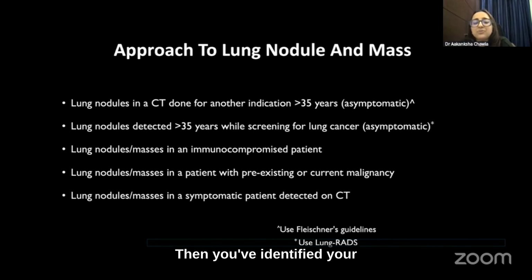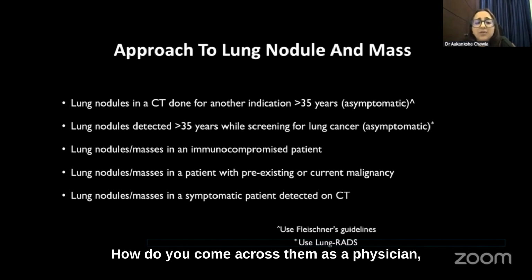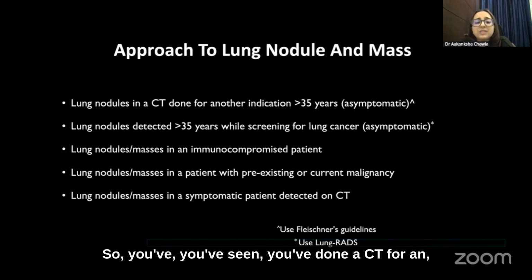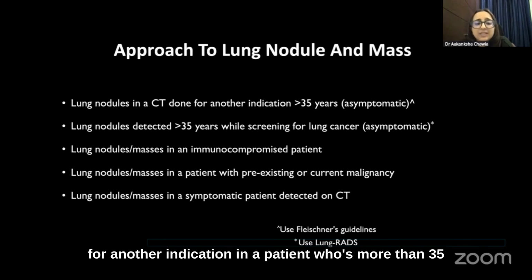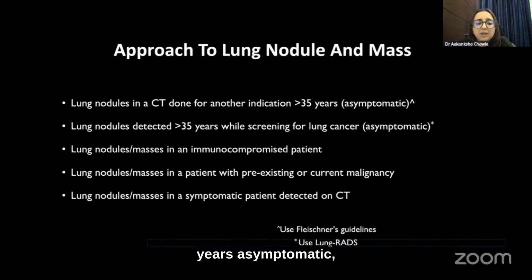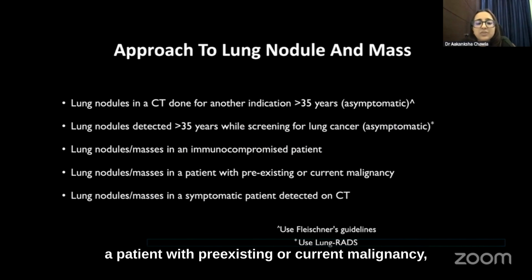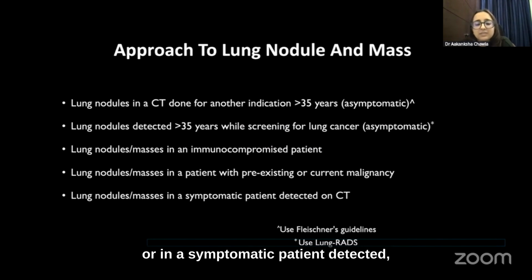Then you've identified your nodules, you know about your masses. When do you see these? How do you come across them as a physician, as a pulmonologist? So you've done a CT for another indication in a patient who's more than 35 years old, asymptomatic, or detected while screening for lung cancer in an asymptomatic patient. Lung nodules or masses in an immunocompromised patient, a patient with pre-existing or current malignancy, or in a symptomatic patient detected on CT. So they can be found in various circumstances and situations.